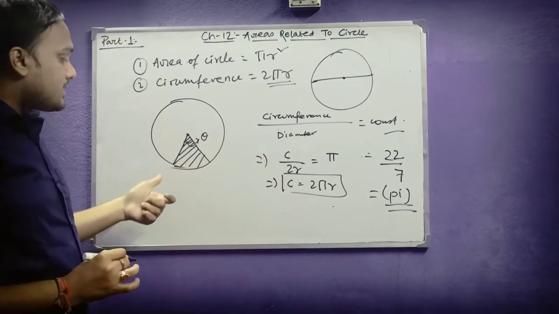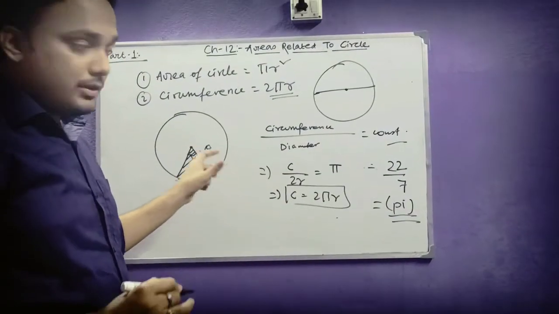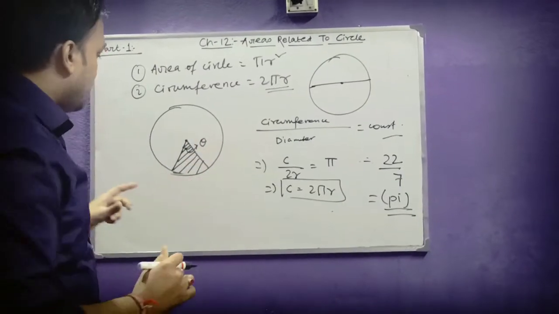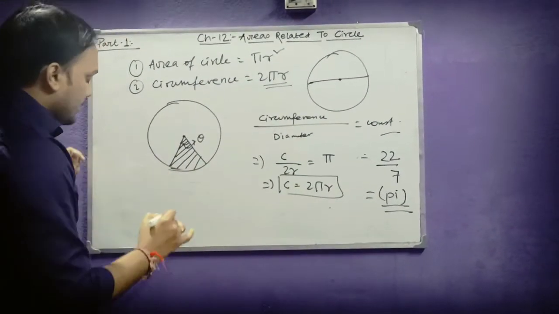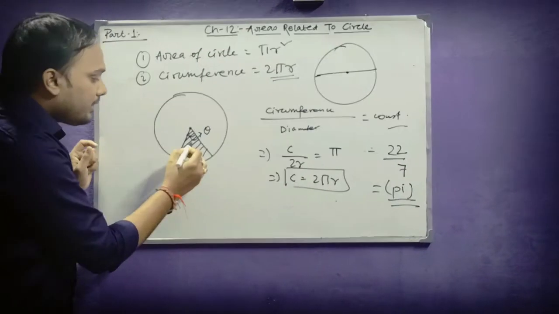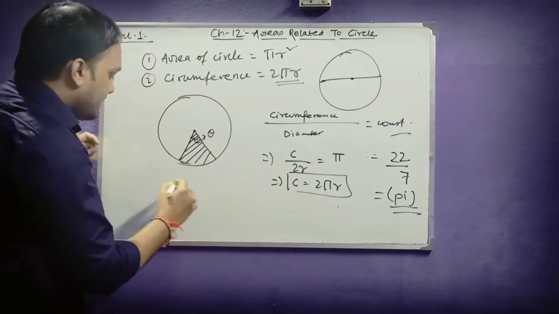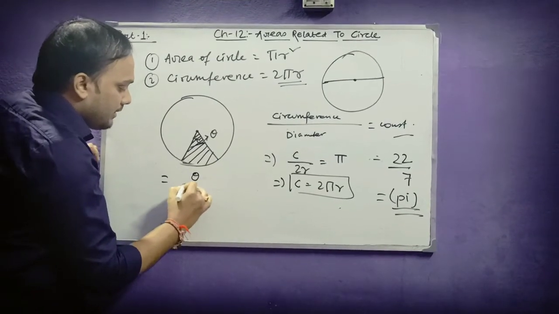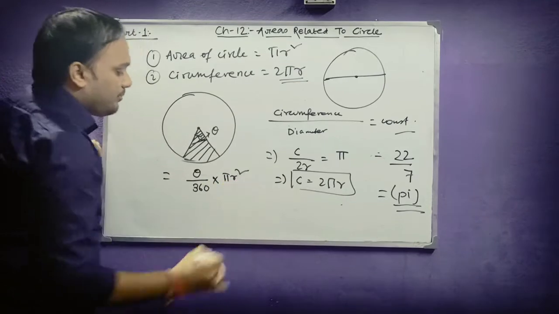Now if I ask you students to find the area of this sector which I have cut, there is no doubt that this sector is a part of a circle. The total area of the circle is pi r square. So out of pi r square, the total area, I have cut only the sector with central angle theta. That means the area of this sector will be equal to theta divided by 360 into pi r square.